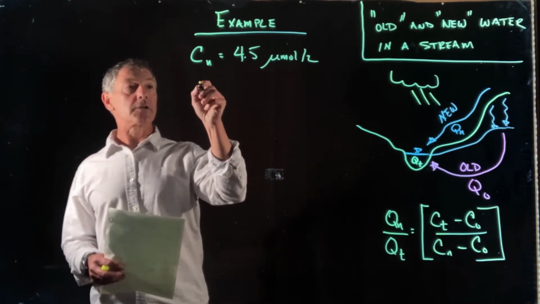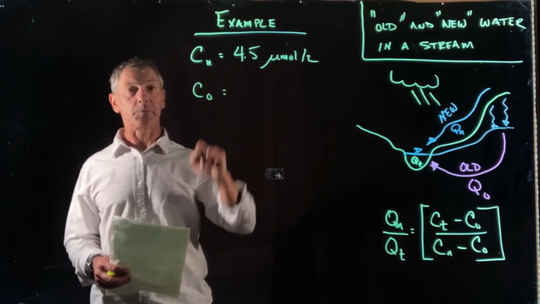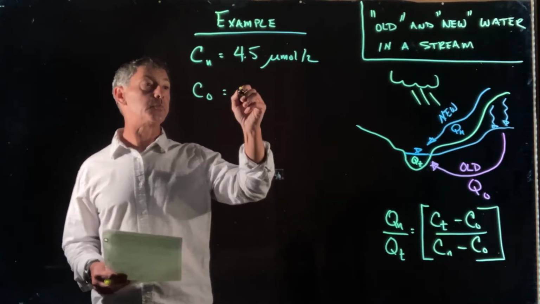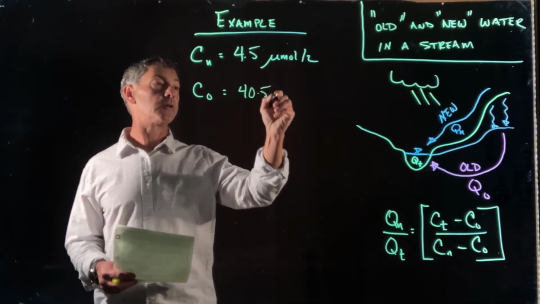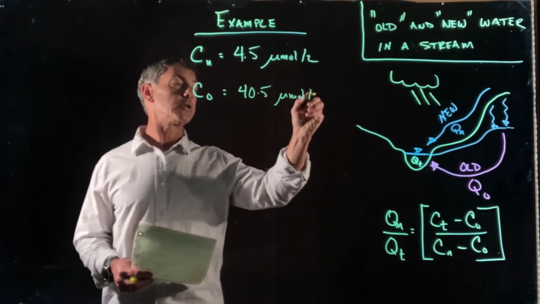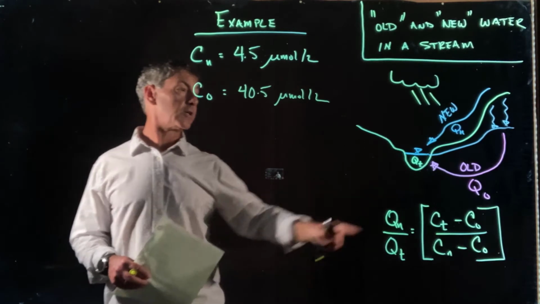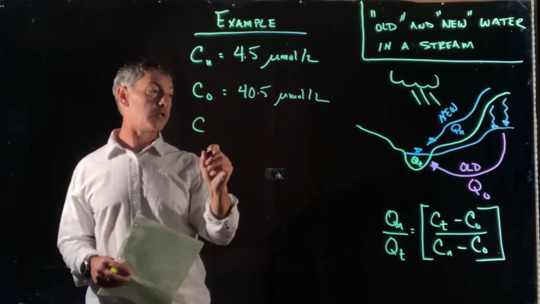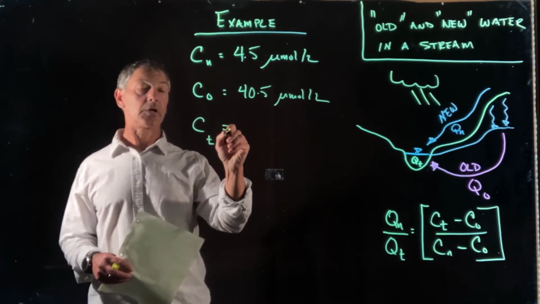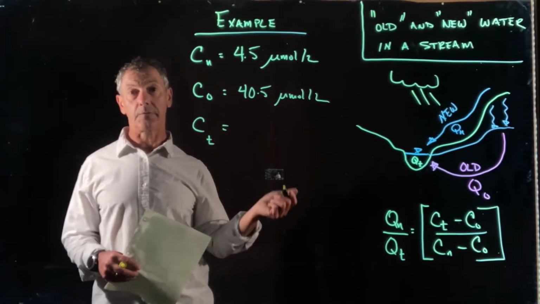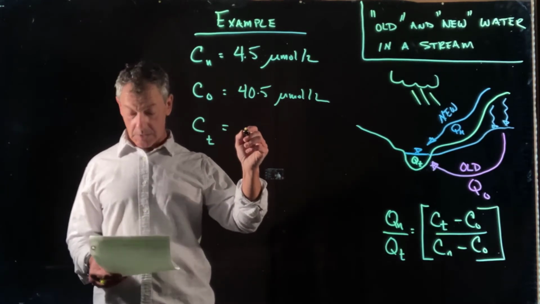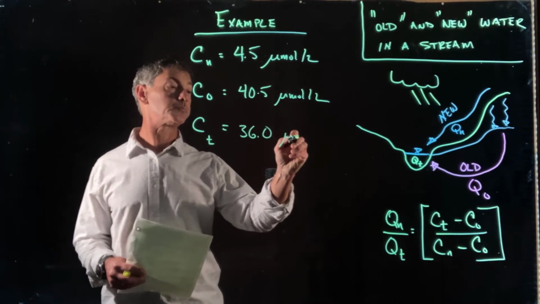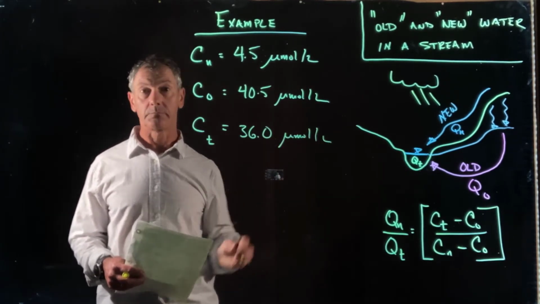And then the old water, which is essentially groundwater, has a much higher concentration. We measured that in the groundwater to be 40.5 micromoles per liter. And then finally, if we measure in the stream what the chloride concentration is, we have the total concentration of the chloride in the stream, and that turns out to be 36.0 micromoles per liter. Okay?